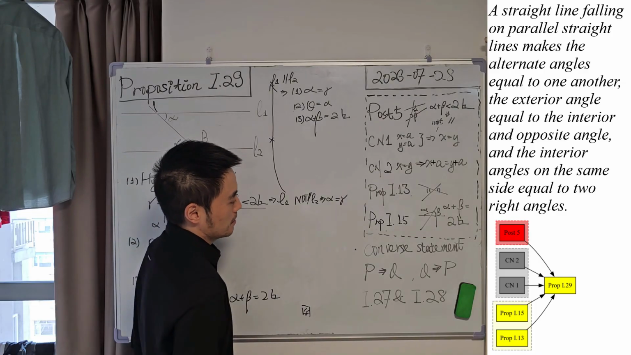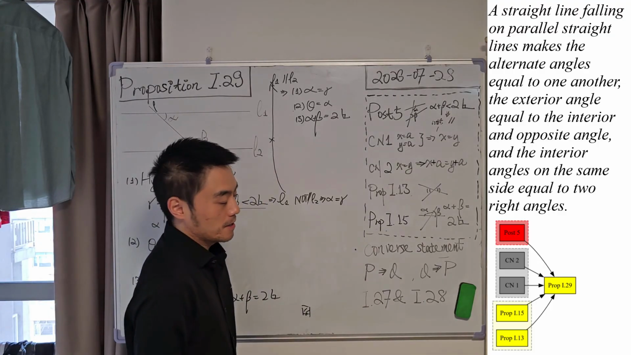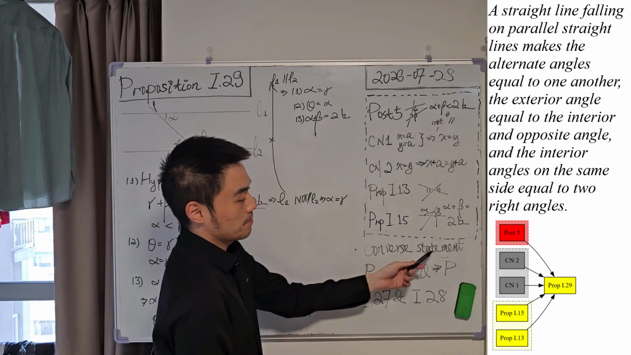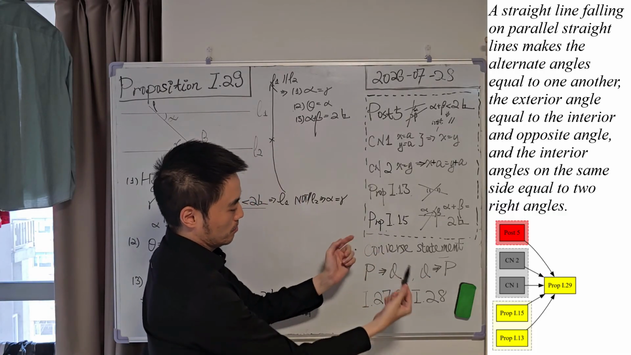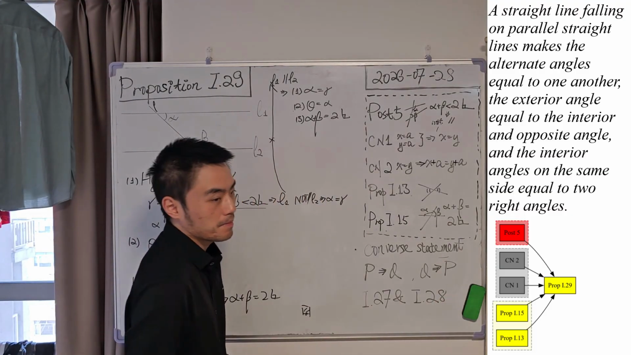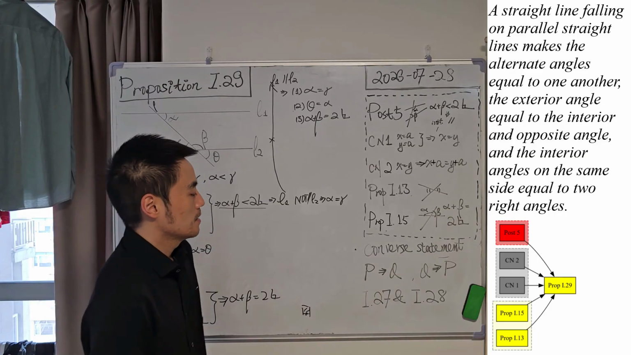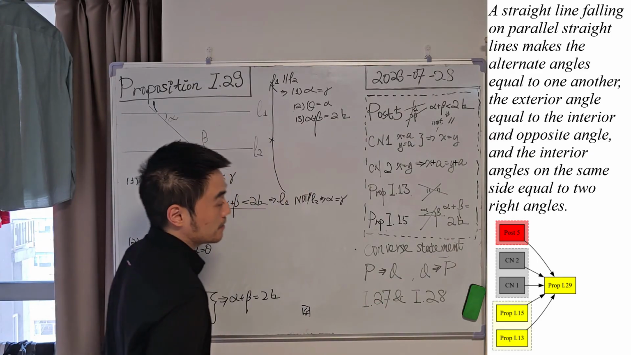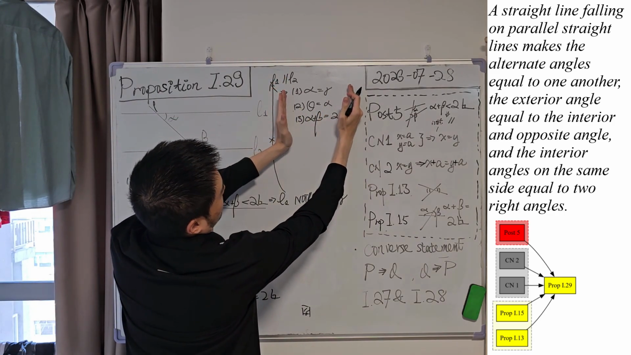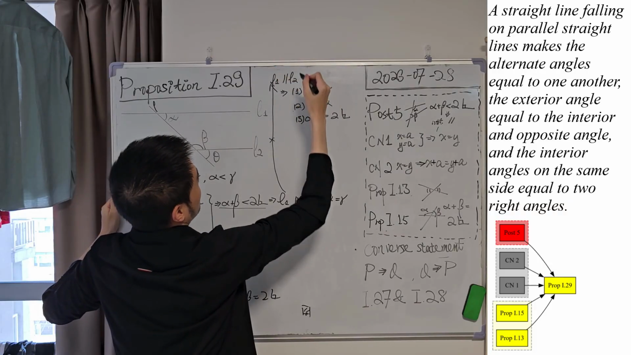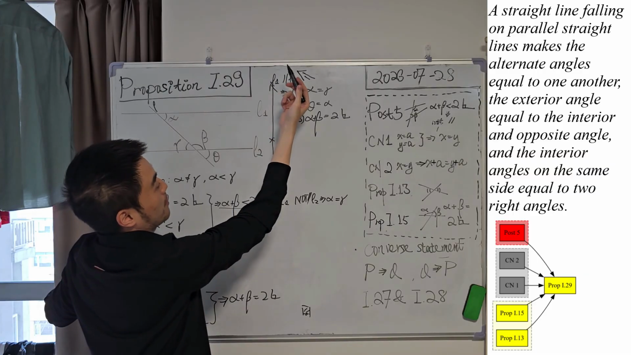I'd like to add a piece of additional information. It is called the converse statement. If we have the original statement like if P then Q, the converse statement will be if Q then P. We just switch the position of P and Q. If you remember proposition 27 and 28 from book 1, they declare that if we are given this kind of conditions, then we can conclude these two straight lines are parallel.